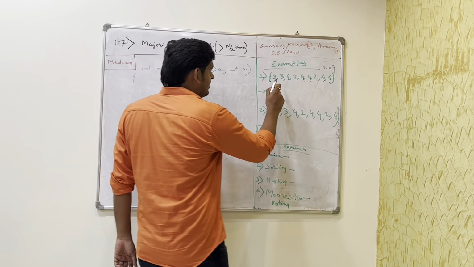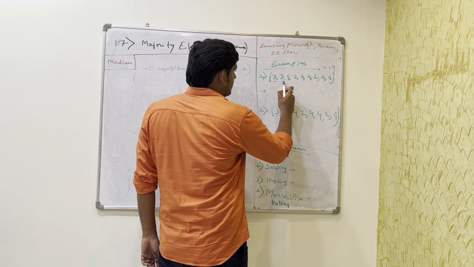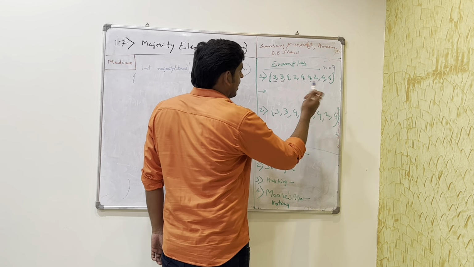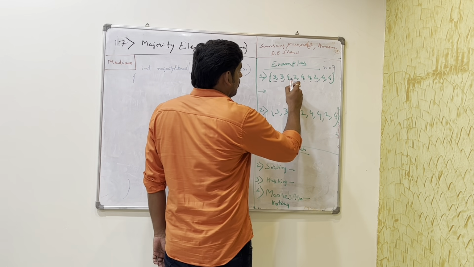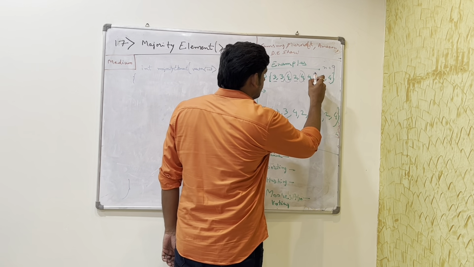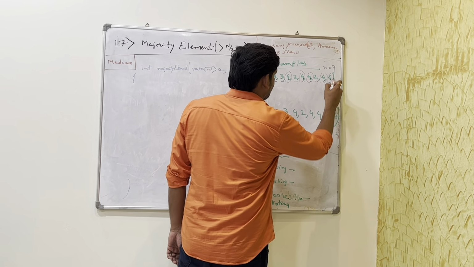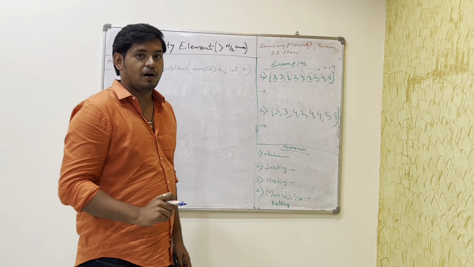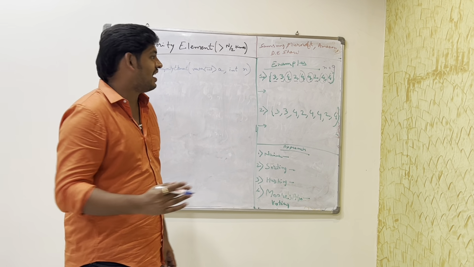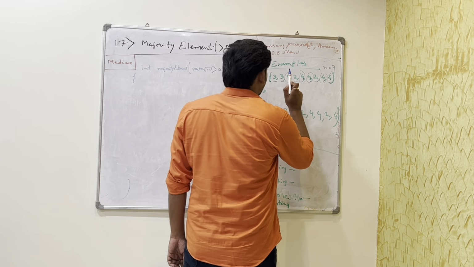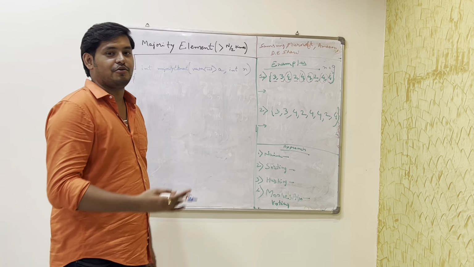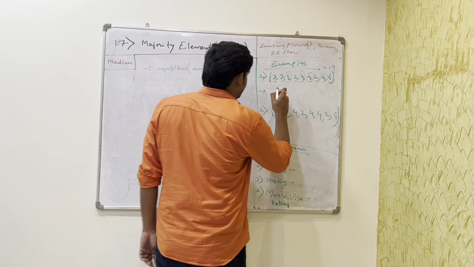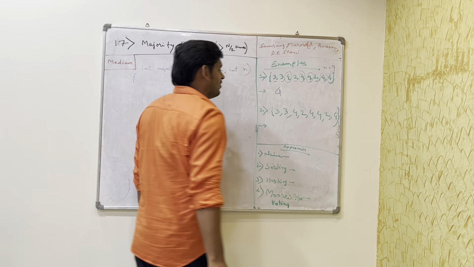So we can see 3 has come only 2 times. 2 has also come 2 times. But 4 has come 1, 2, 3, 4, 5 times. So 9 by 2 is 4.5 and 4 has come 5 times. So 4 has come more than n by 2 times. So 4 is our majority element. So we need to return 4.